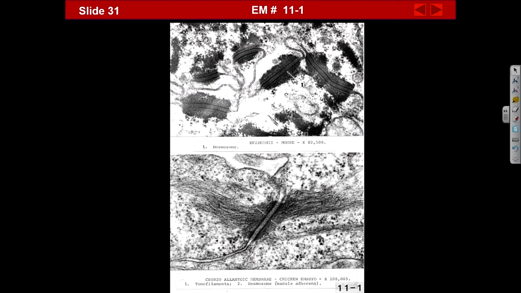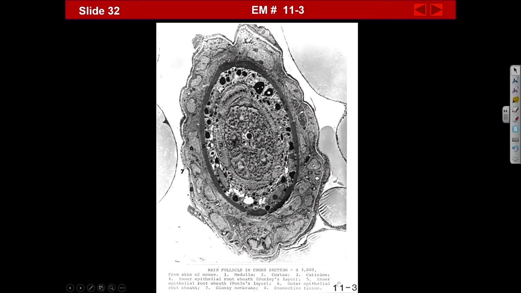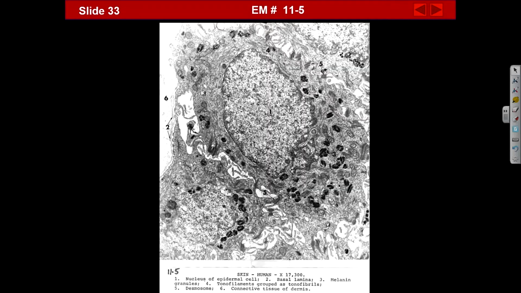Yeah. This is just showing desmosomes holding keratin filaments together. Cross-section of a hair. So in the middle we have the medulla. Around it we have the cortex, then we have the internal root sheath, and then we have the external root sheath in a cross-section of the hair. Don't worry about Huxley's layers and Henle's layers, the glassy membranes, that's getting too complicated. Okay, skin.